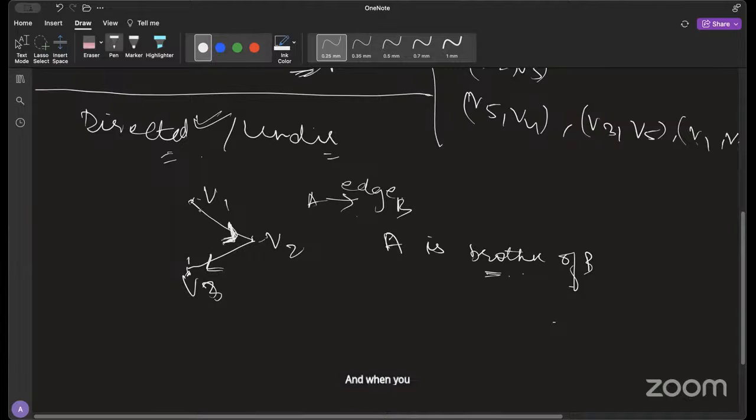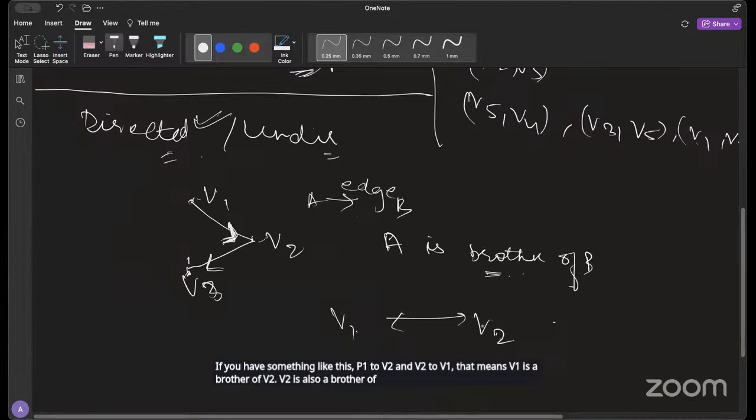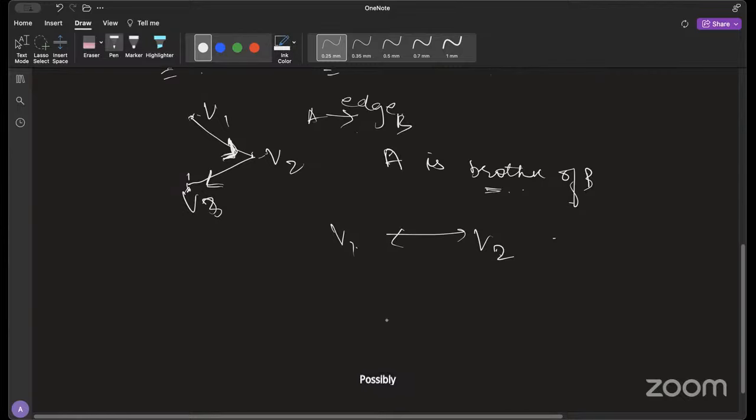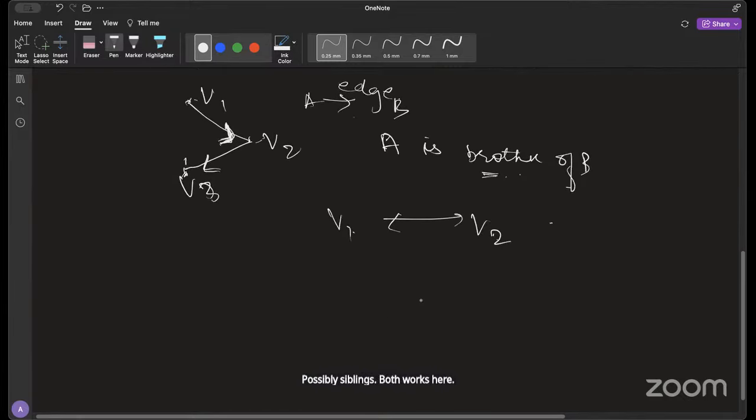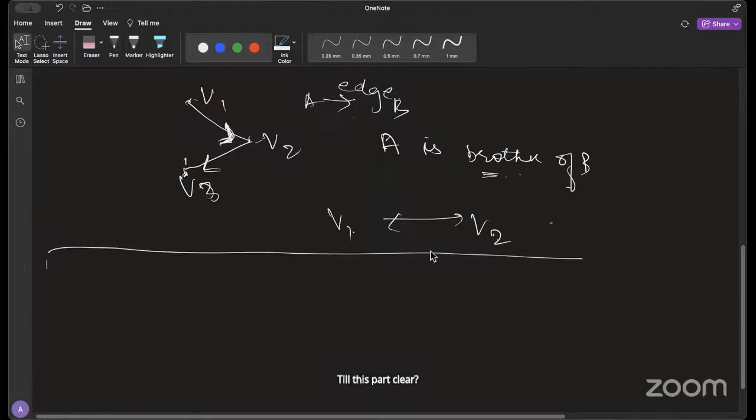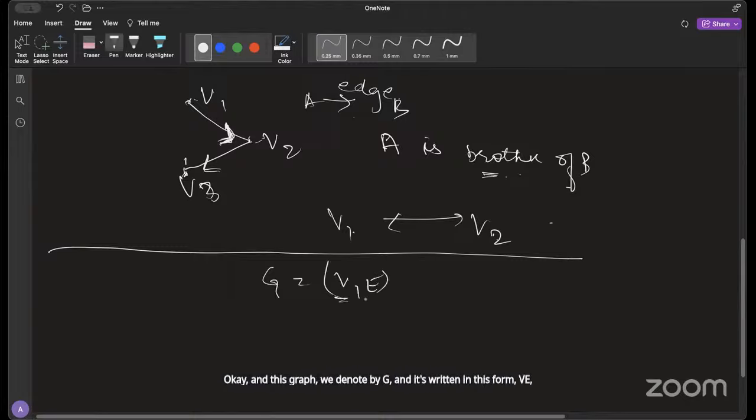So that's the difference between a directed graph and an undirected graph, which is simply the arrow. And when you have to go both ways, if you have something like V1 to V2 and V2 to V1, that means V1 is a brother of V2 and V2 is also a brother of V1. That means these are both males and they are brothers or siblings. Both work here. Is this part clear? Yes, ma'am, clear. Okay. And this graph we denote by G, and it's written in this form, (V, E), where V are vertices and E are edges.